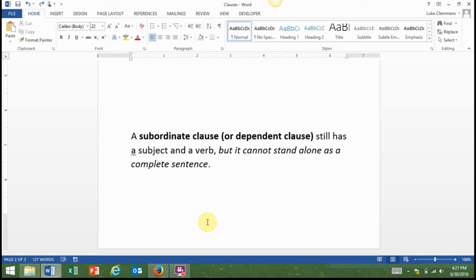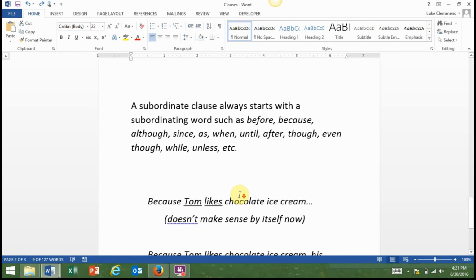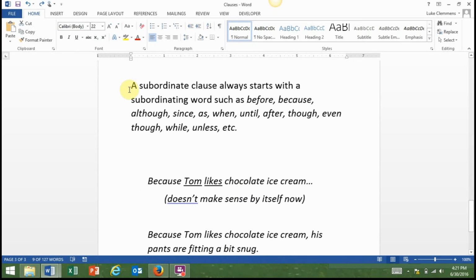Okay, subordinate clauses, otherwise known as dependent clauses, still have a subject and a verb, but a subordinate clause cannot stand alone as a complete sentence, or in other words, it's not a complete thought. And the reason for this is because of subordinating conjunctions. A subordinate clause always starts with a subordinating word or a subordinating conjunction, such as before, because, although, since, as, when, etc. So here's our example, and we're going to use the same one that we did with independent clauses.